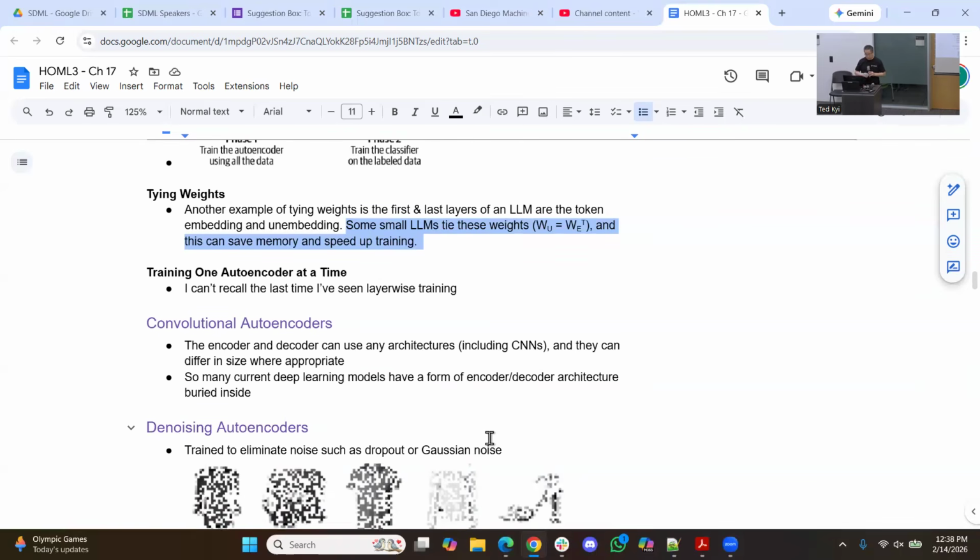There's a section about training layer-wise, and I think that was an early technique. It may have some historical significance if you're curious about it, but I can't recall actually ever seeing it. So I don't know, Ryan, have you ever seen layer-wise training in the last 5-10 years? Yeah. So I don't think that's a terribly important concept.